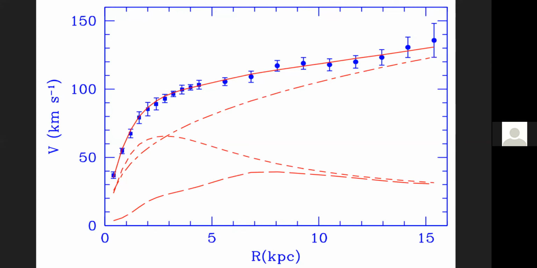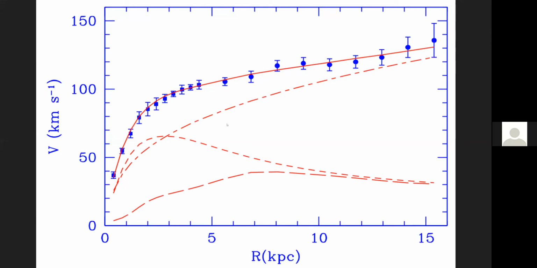So this is looking at the observations in a bit more of a way to see where the contributions come from to produce these different orbital velocities. The solid red line is the best fit line to the observations we've actually got from M33.